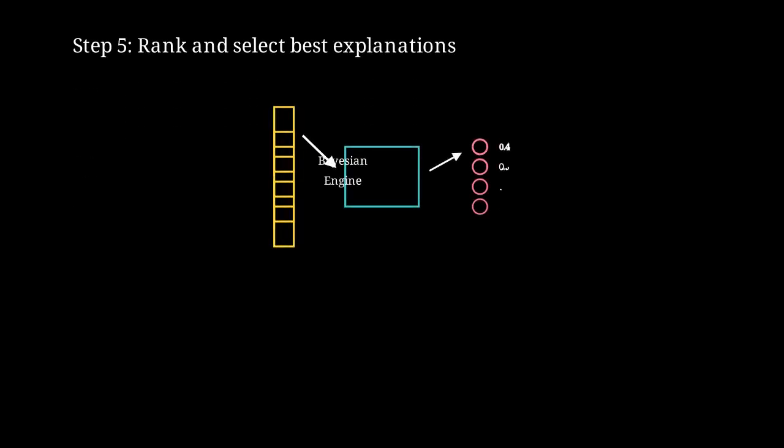This diagram shows the computational pipeline. Input hypotheses flow through a Bayesian reasoning engine that outputs ranked probabilities.